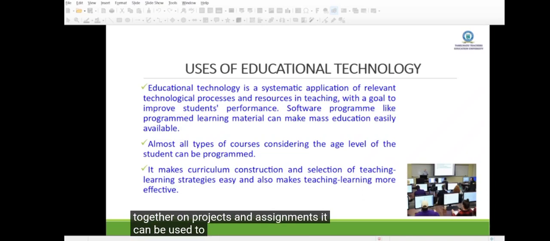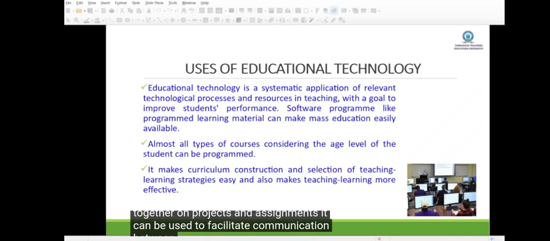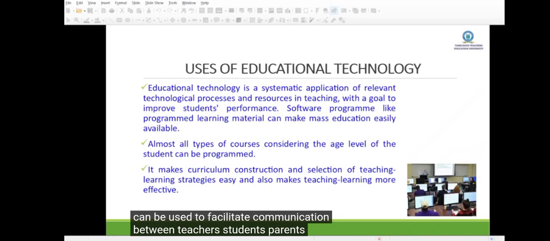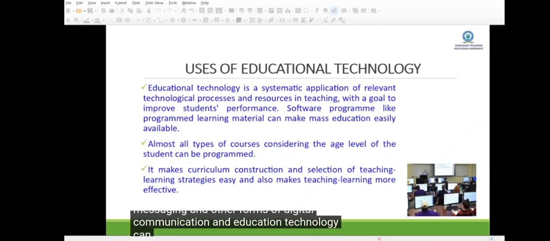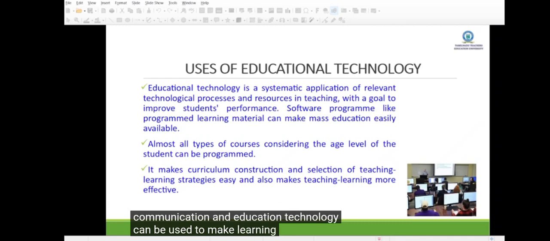It can be used to facilitate communication between teachers, students, parents, and administrators. This includes email, messaging, and other forms of digital communication. And education technology can be used to make learning accessible to students with special needs or disabilities. For example, assistive technology can provide students with access to materials and courses that they may not be able to access otherwise.